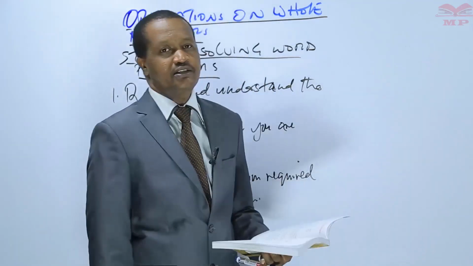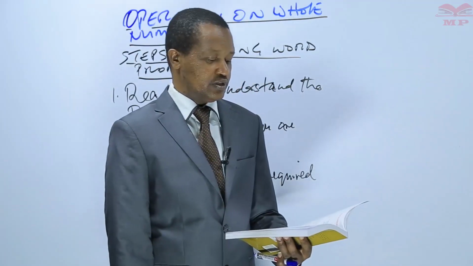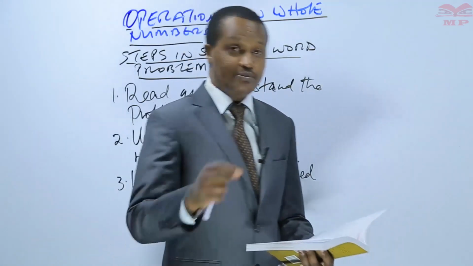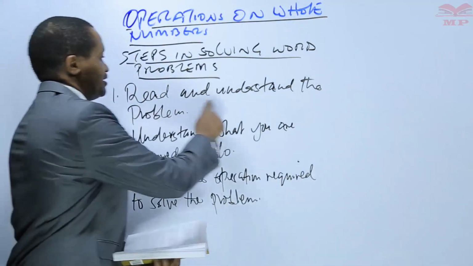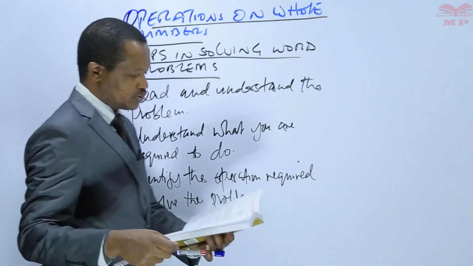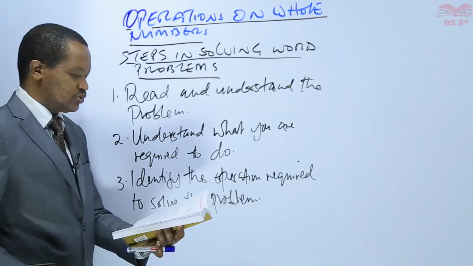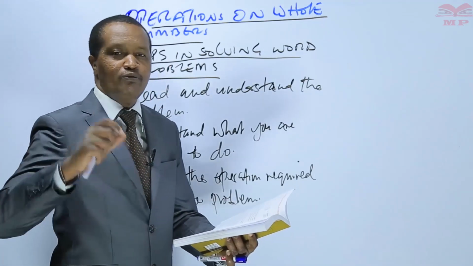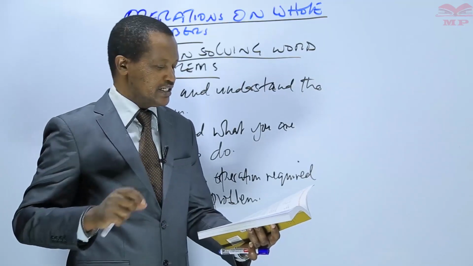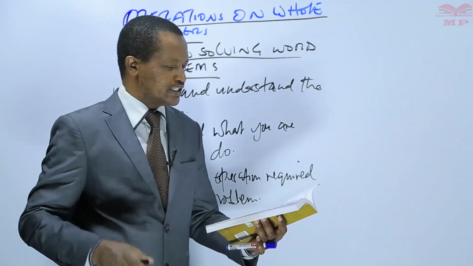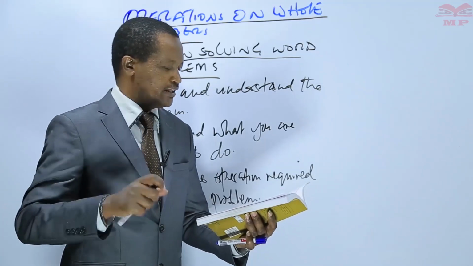So we have read the problem. Have you understood it? That is step number 2. Read first, then understand what you are required to do. What are we required here to do? We are required to calculate the amount of money, and that is in the last sentence: how much money did the district get for development projects in the 2 years?